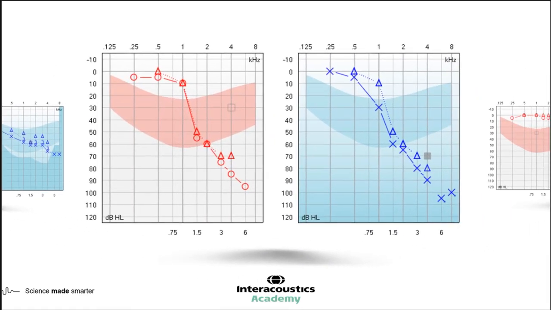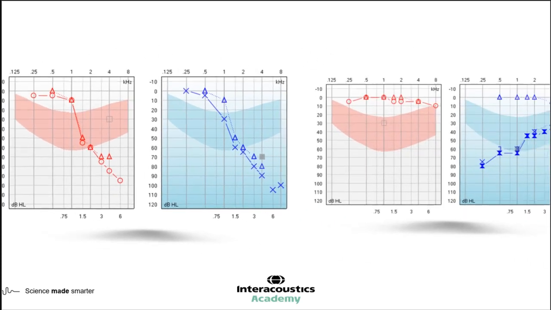Ski slope losses. Anybody who's tried to fit a hearing aid to these knows that they can be really, really difficult to get right and to get your patient satisfaction where you want it. You've got all that upward spread of masking from the low frequencies and sometimes very little usable hearing in the high frequencies. So this sharply sloping nature of the loss can be very difficult.